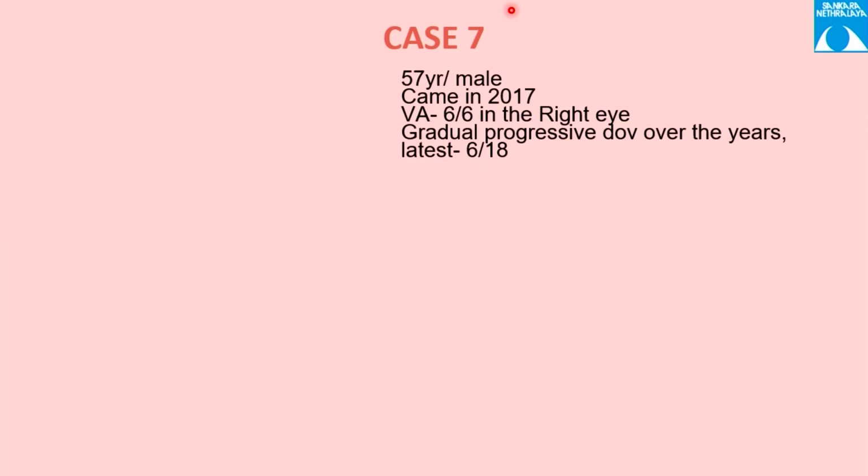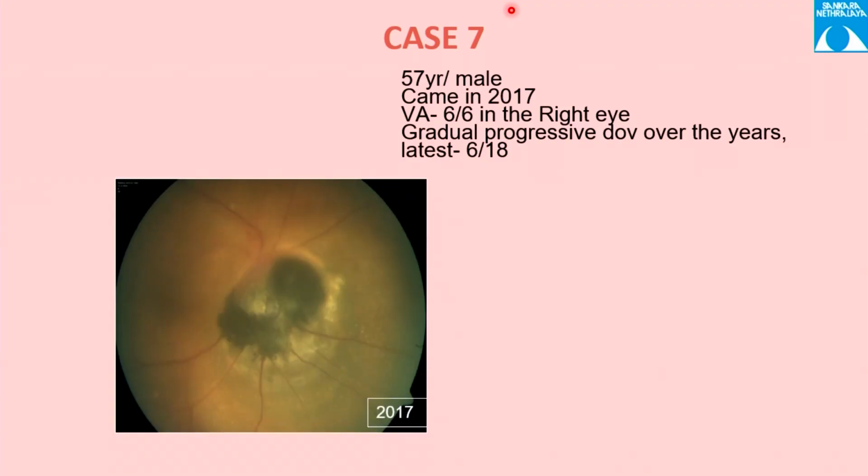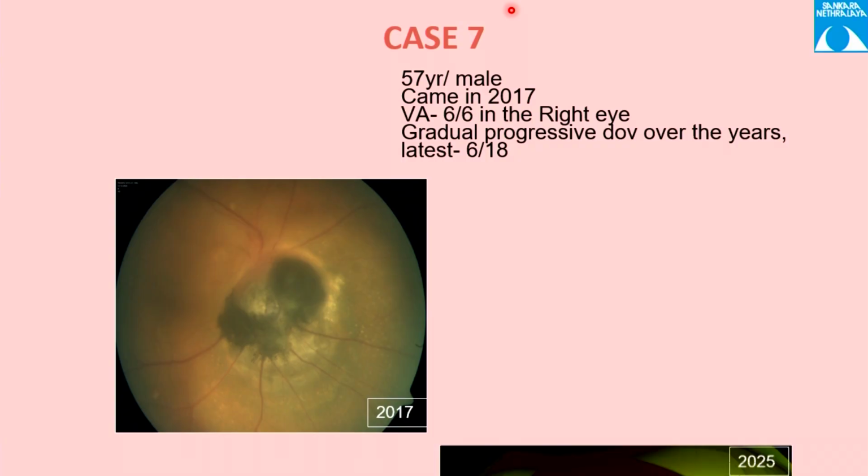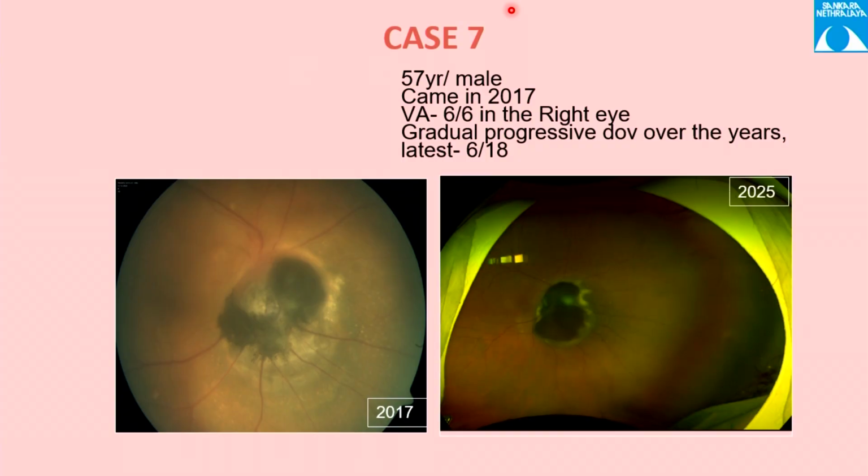So now when you see the next patient, that's why we put them back to back. A 57-year-old male who came in 2017 initially, visual acuity was 6/6 in the right eye. There was a gradual progressive diminution of vision over the years. The patient came again in 2025. The vision was 6/18. As you can see, the same optic nerve head melanocytoma has increased in size, increased in pigmentation, and there was also surrounding subretinal fluid.